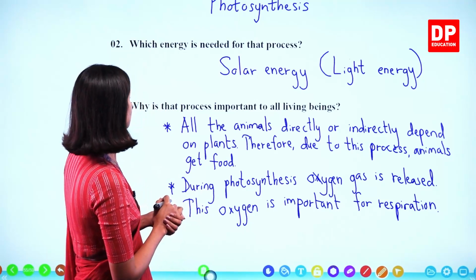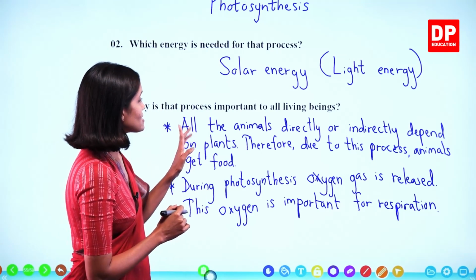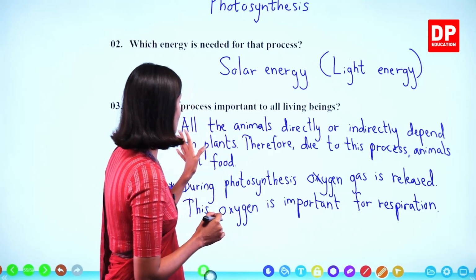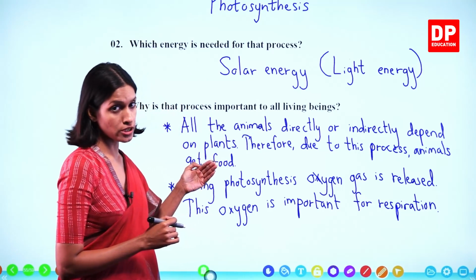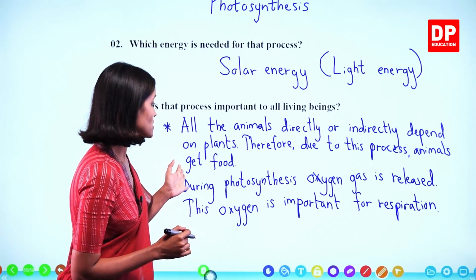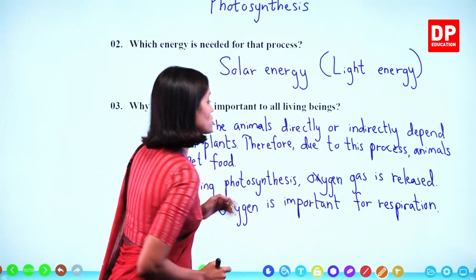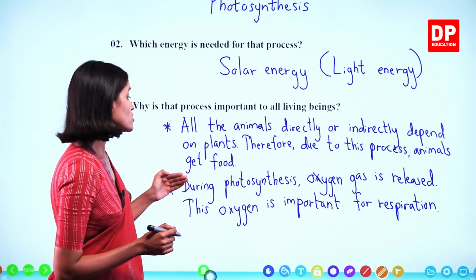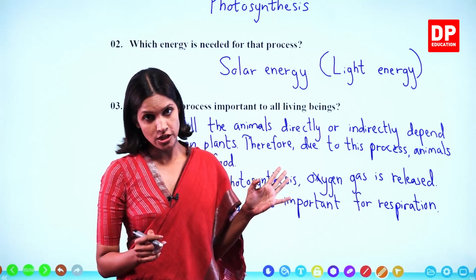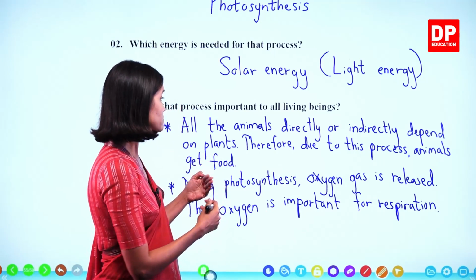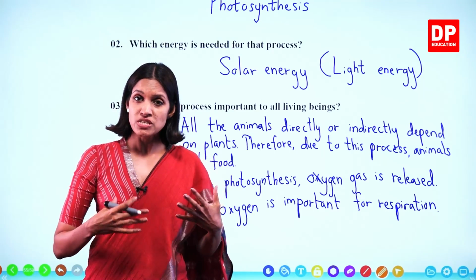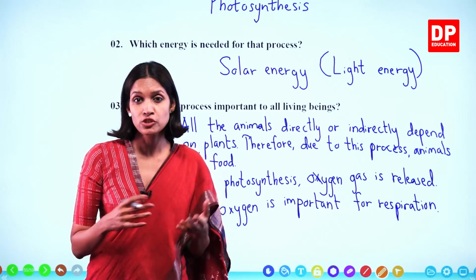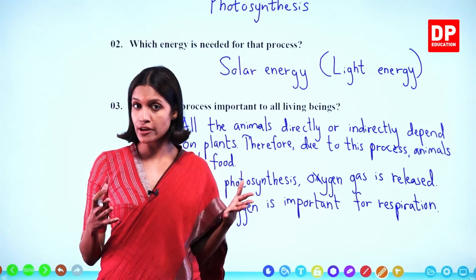Okay, children? All the animals directly or indirectly depend on plants. Therefore, due to this process, animals get food. During photosynthesis, oxygen gas is released. This oxygen is important for respiration. So in another way, because of the photosynthesis process, the environment gets purified. More oxygen is added to the environment. Understand?